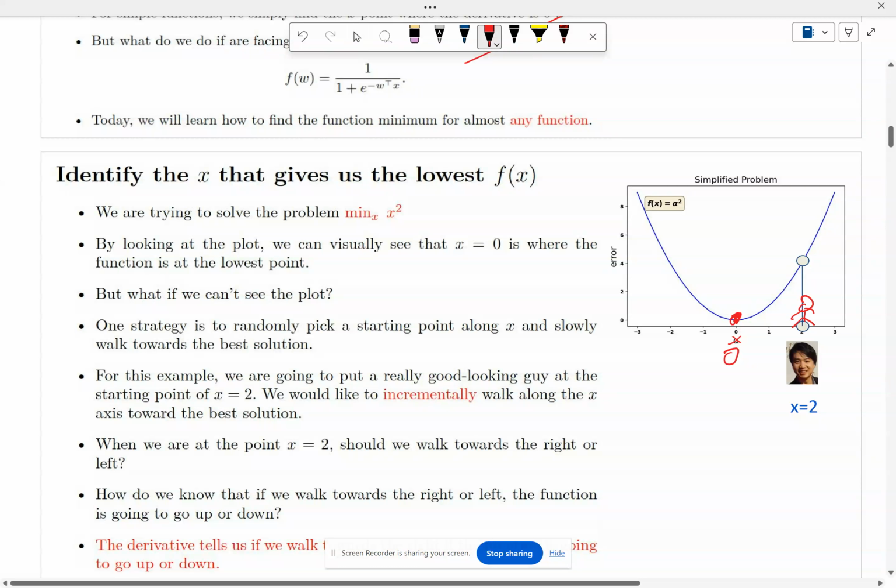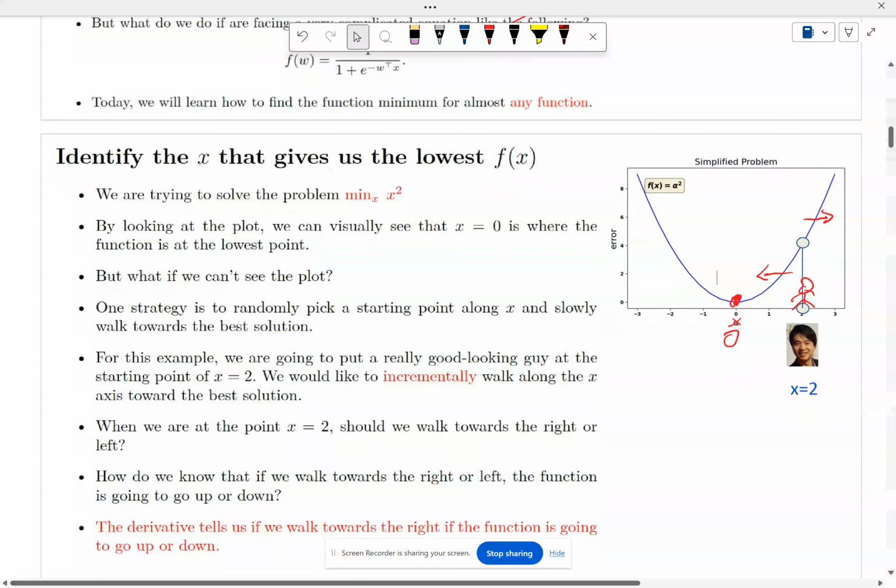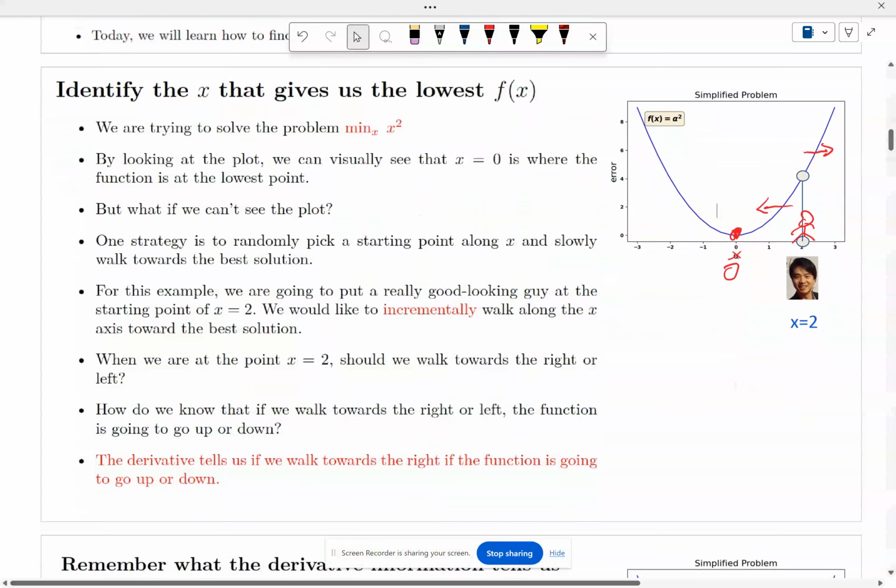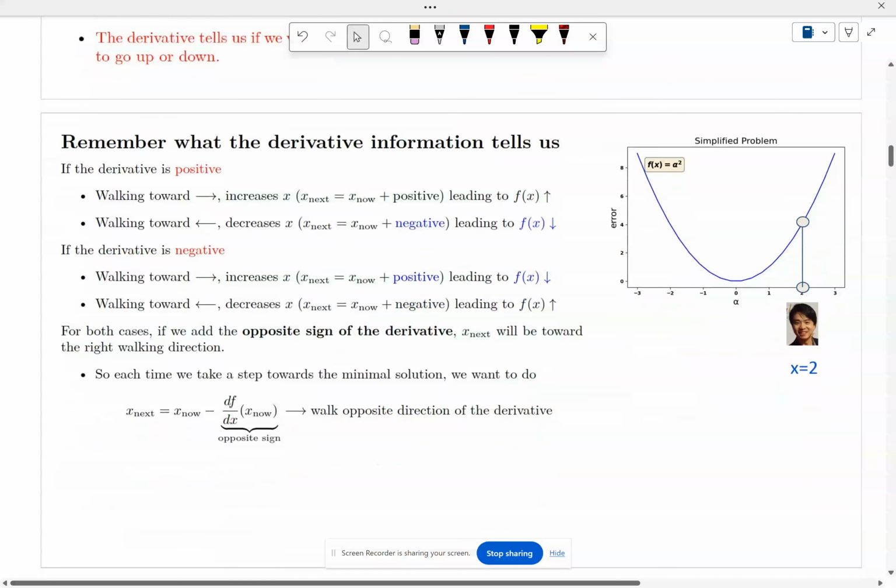And by looking at the derivative, it will tell us whether we want to walk towards the right or towards the left. In this particular case, you can visually see we want to walk towards the left. But in higher dimensional space where we cannot visualize, you would need to use the derivative information, right? So the derivative basically will tell us which way to go.